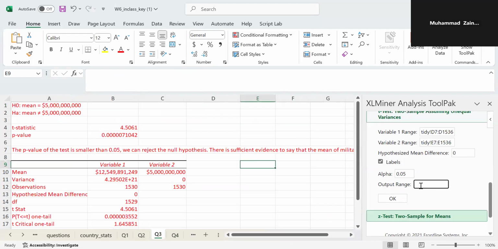So it should be able to pick automatically, but I don't know why it isn't doing that, because once you click it, it should take it. But we want the table to appear here, right? Output range. So we will just give it question number three, and we'll say E9. Okay.